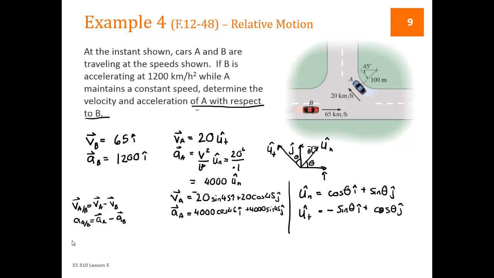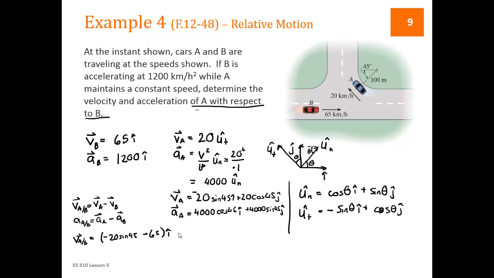So now we plug these in here. VAB is going to equal VA. So the i hat part of VA is negative 20 sine 45 minus VB, 65 i hat. And that makes sense, right? Because the 65 is one direction, and part of the 20 is in the opposite direction, so it looks like it's faster. So that's the sum. Well, a negative minus a positive.